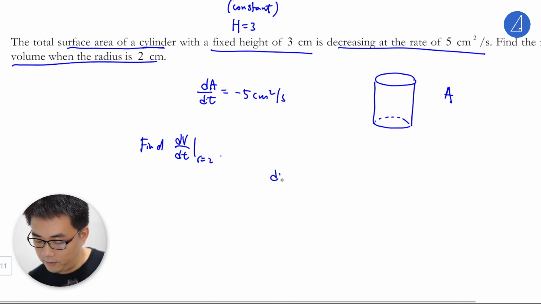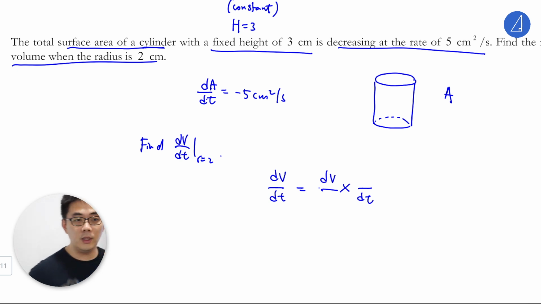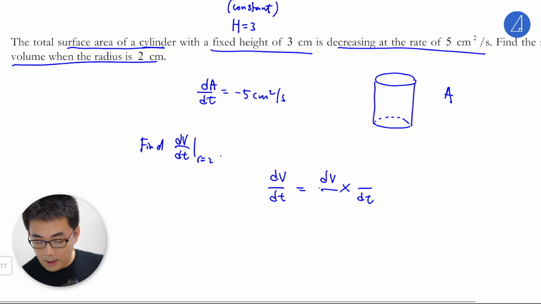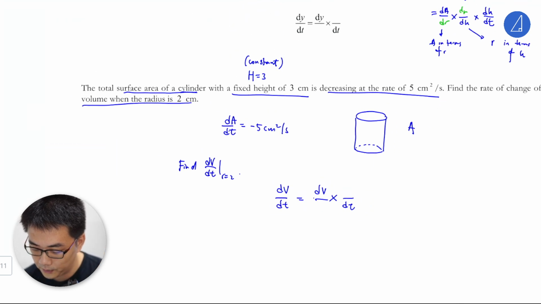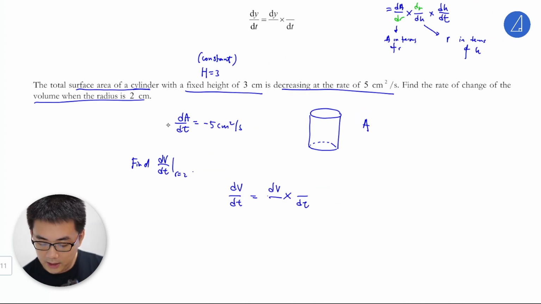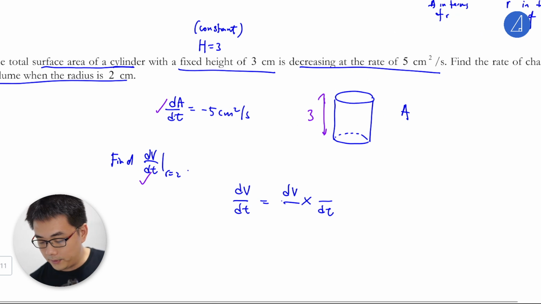So you start off with dV/dt. You use this one, guys. Just do this: d something over something dt. Then you fill in. So I repeat, because we are given dA/dt, we are asked to find dV/dt. You are told that the height here is fixed, so it's free. So essentially you put dA here and dA here.